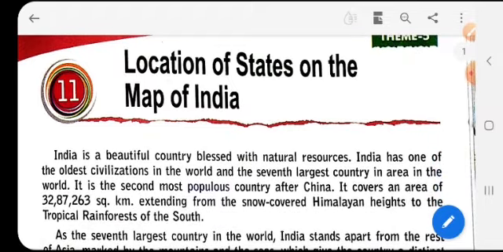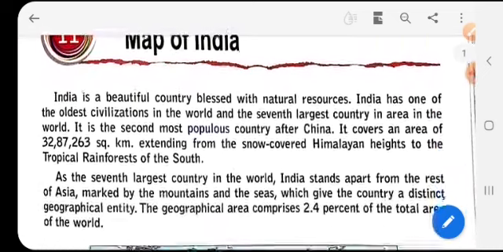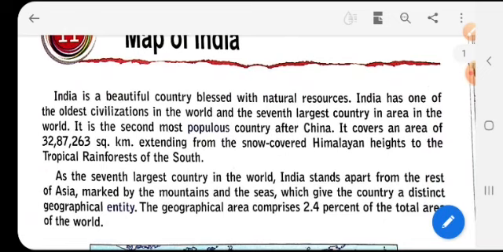In this chapter we are going to learn about the location of states on the map of India. So how do we understand which state is in which direction? When we know the directions, we are very likely to reach a place very easily. So let's learn about the map of India.